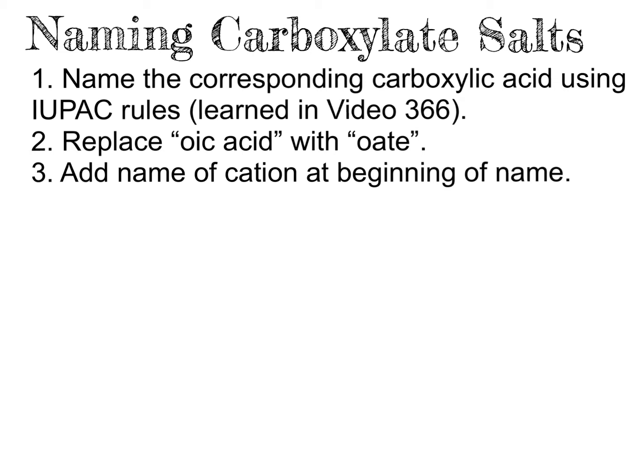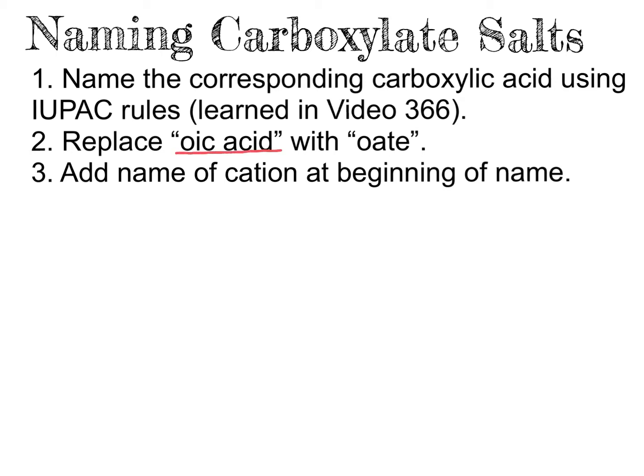So in order to name carboxylate salts, what we are going to do is we would use the IUPAC rules to name the carboxylic acid that is derived from the carboxylate salt. We'll do that just as we learned in video 366. Then, since we are naming a carboxylate salt rather than a carboxylic acid, the suffix on the parent name is not oic acid to denote that the molecule is a COOH group, but instead it's going to be ate to denote that the molecule is instead a carboxylate salt.